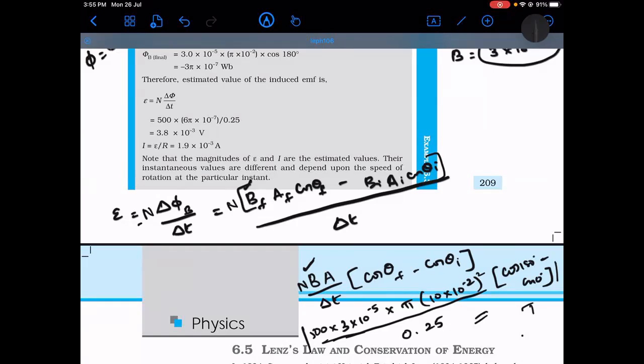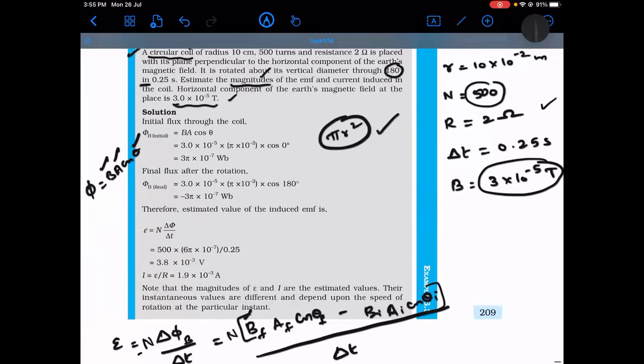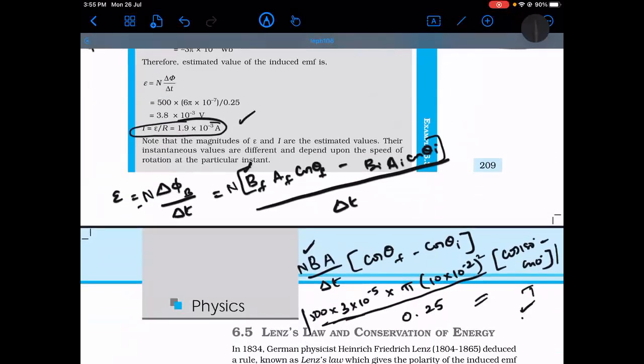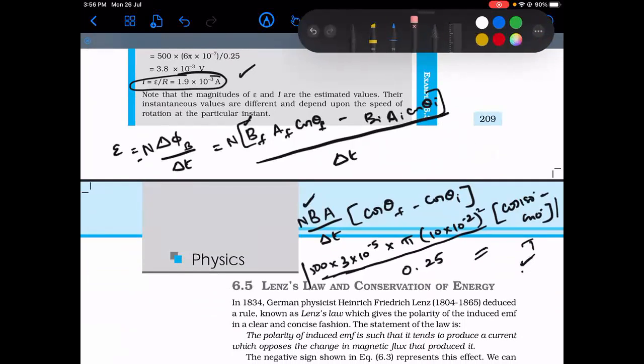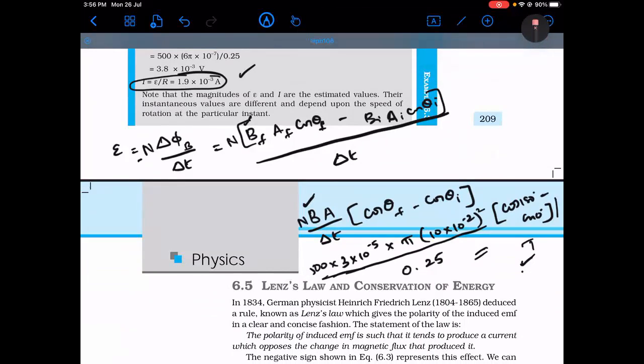Right. After you find the EMF, what are you supposed to do? Divide that value with the given resistance. That is 2 ohm. Then the answer will be those many amperes. Can I rub this, guys? Yes, sir.